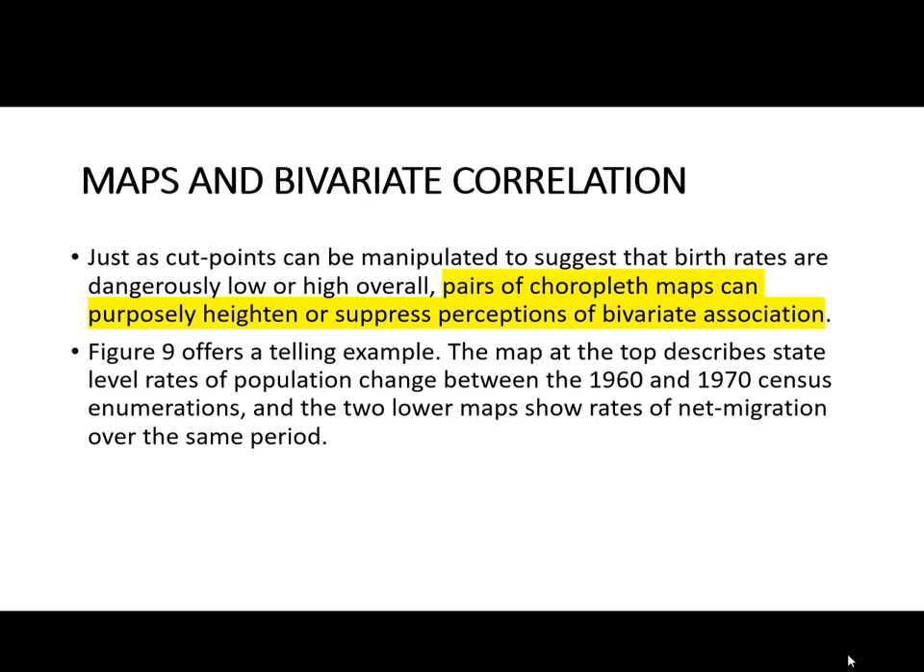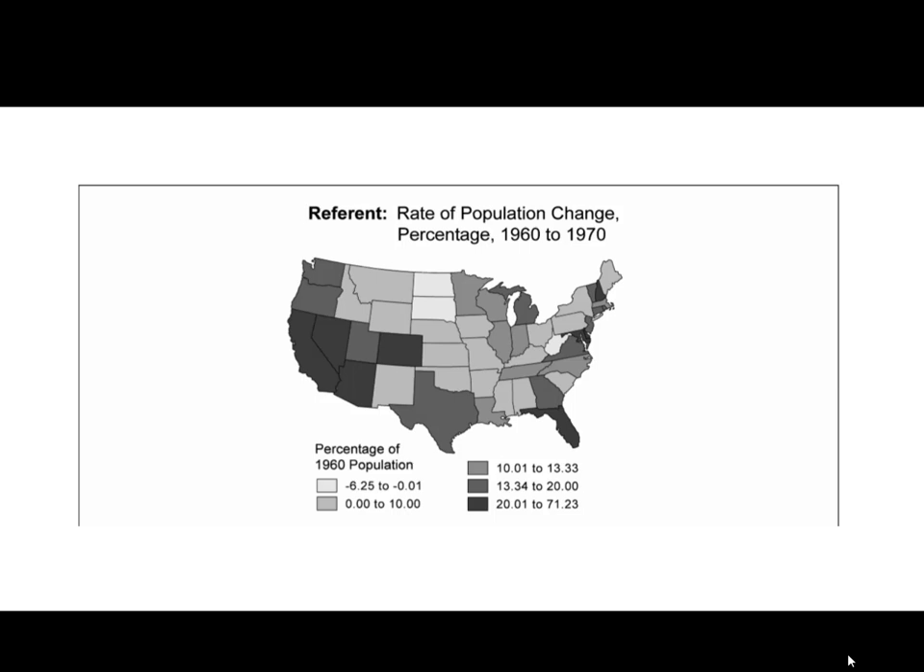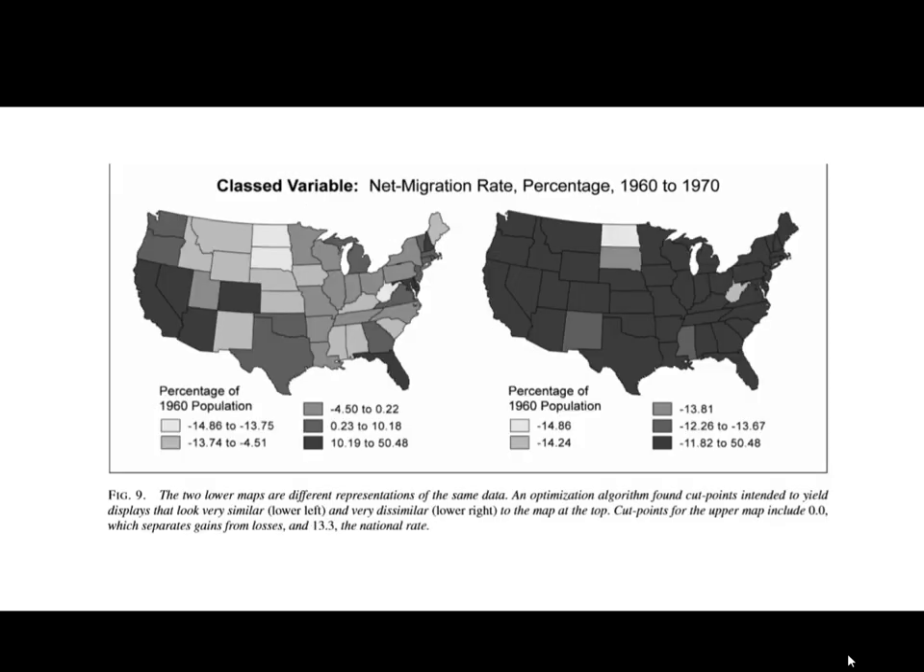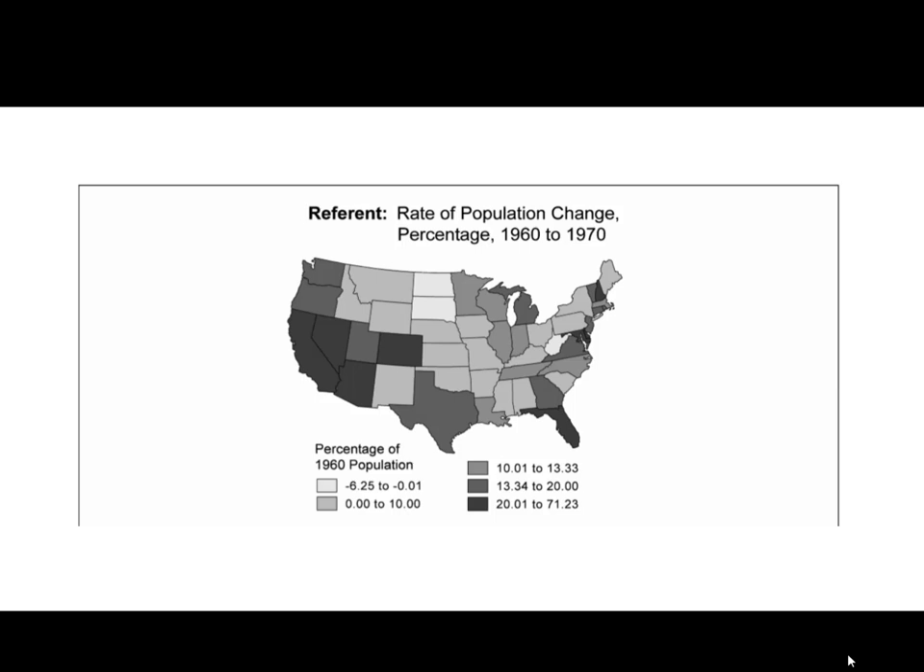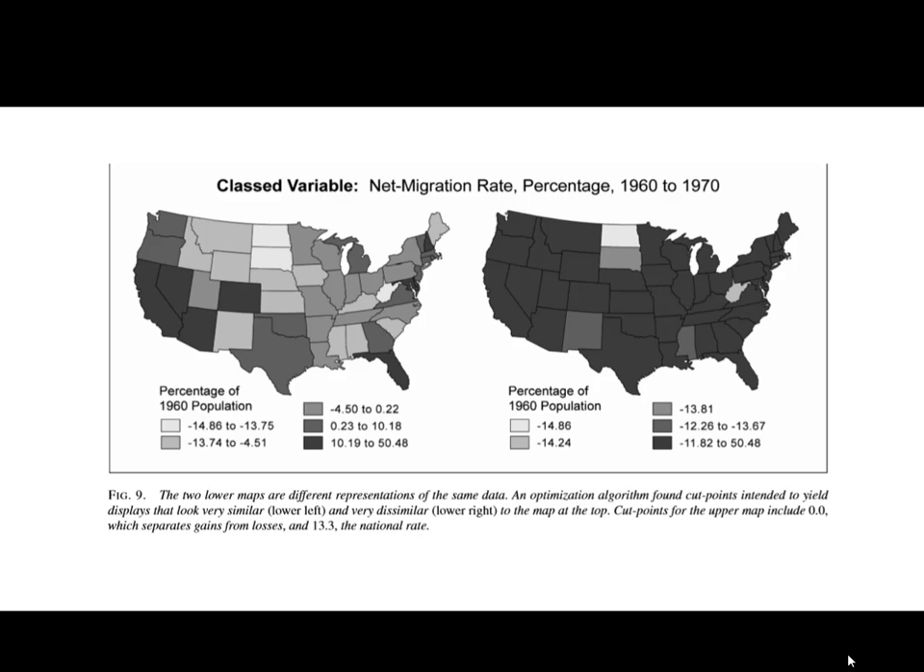Maps and bivariate correlation. Pairs of choropleth maps can purposely heighten or suppress perceptions of bivariate association, as we can see here. This is the upper part of a map, and this is the lower part. In the upper part, we show the rate of population change percentage from 1960 to 1970 using 5 bins as before, where these are the bin ranges.